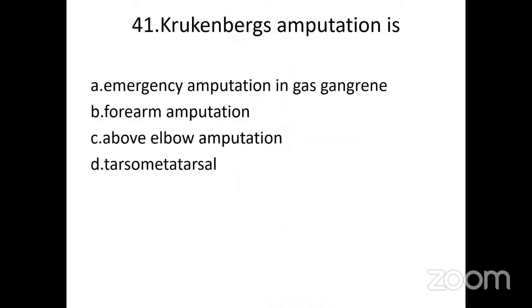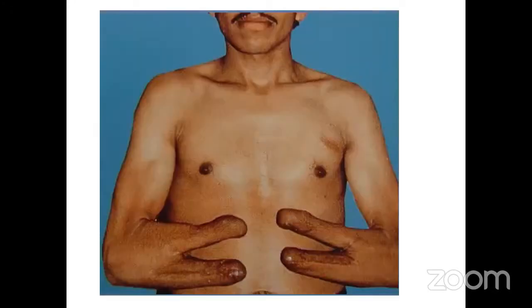Then Krukenberg amputation. It's a peculiar type of amputation done in forearm amputation, where the radius and ulna can be used to hold objects like a glass, like the two prongs of a forceps. So this type of amputation is called Krukenberg amputation.